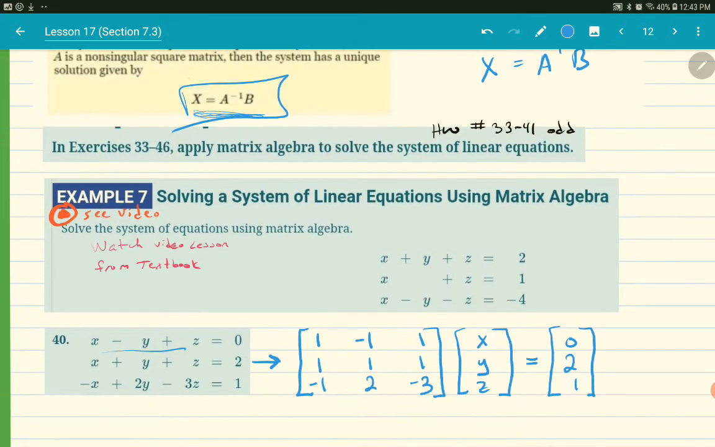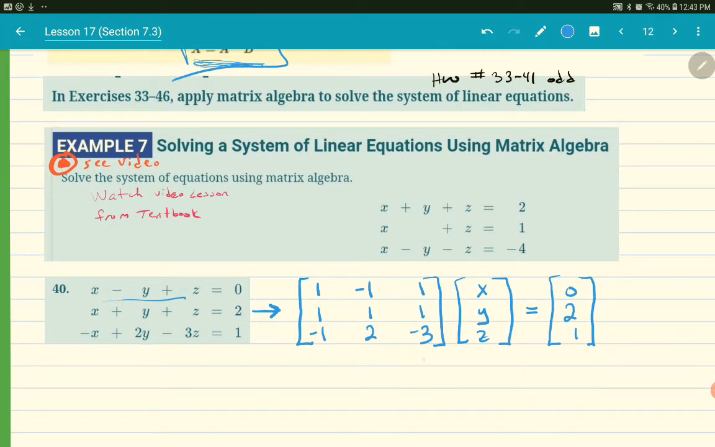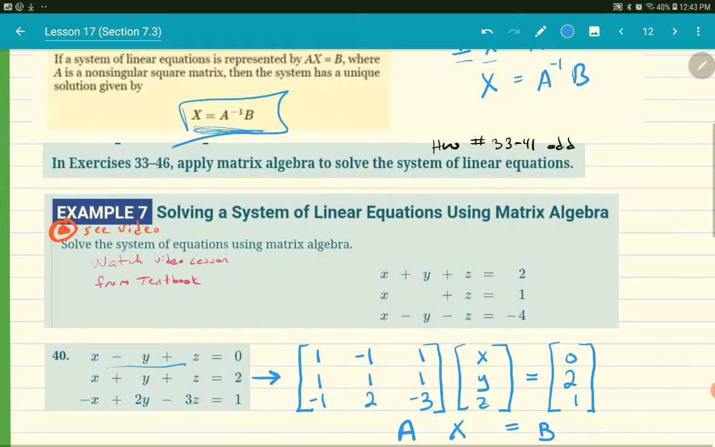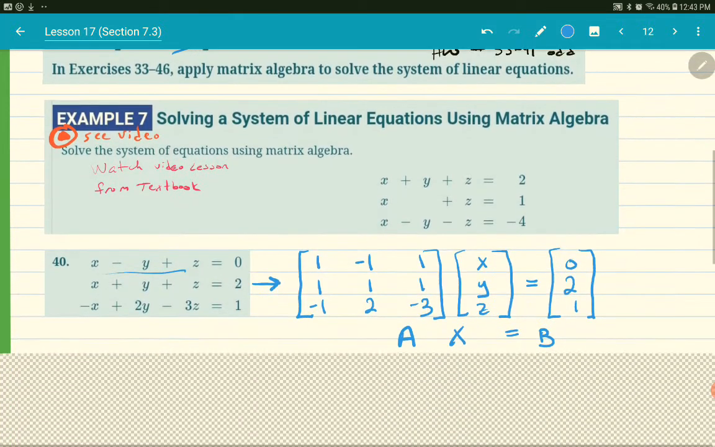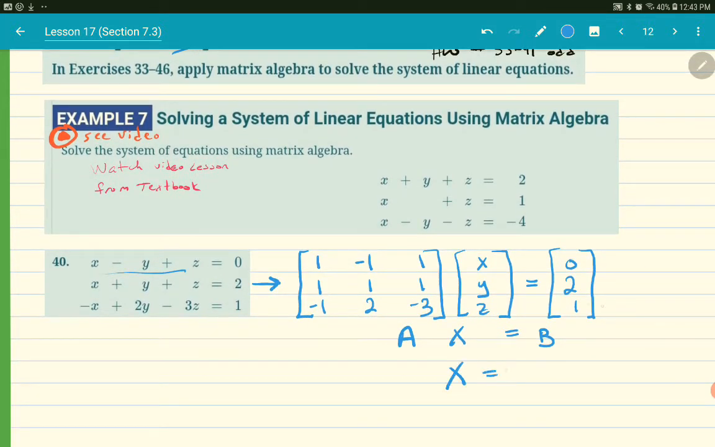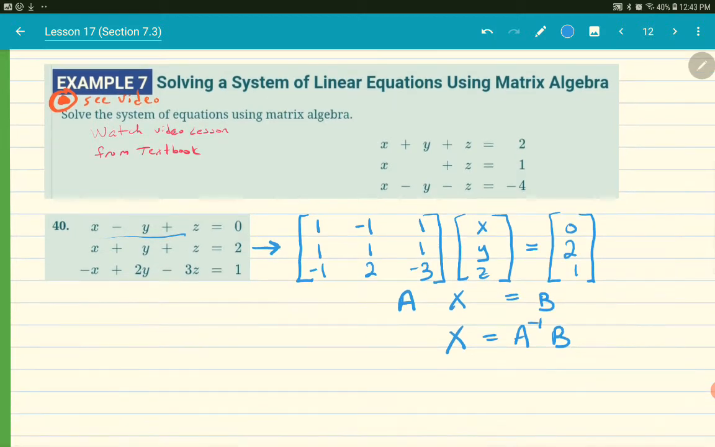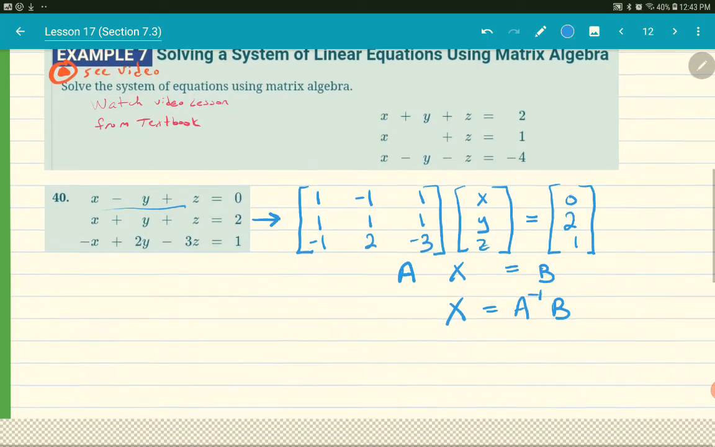And now that sets up the equation, the coefficient matrix times the variables equals the constant matrix. So that's what we talked about up here. So in order to solve for x, we need to find the inverse of A. So we get A inverse times B, and that will give us our xyz matrix.